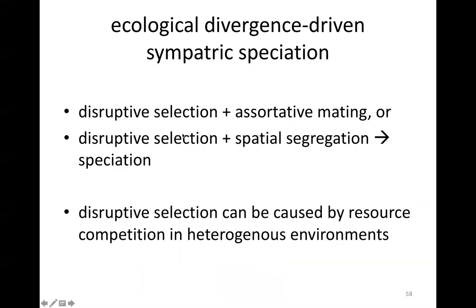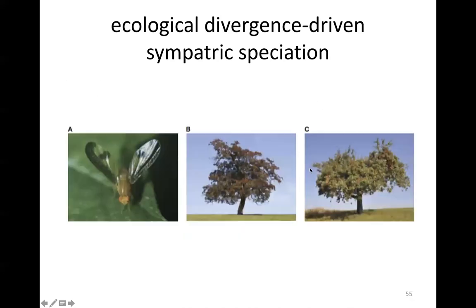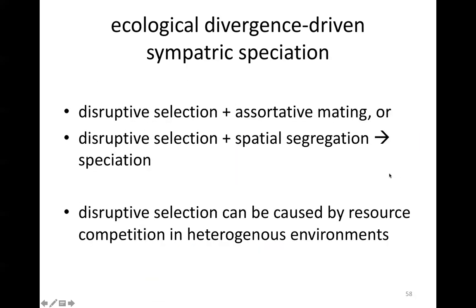Okay, so this kind of ecological heterogeneity can lead to disruptive selection and then assortative mating. You can also have disruptive selection plus spatial segregation, even without assortative mating. Flies living on hawthorn trees and apple trees might not have the chance to meet each other and mate with each other efficiently as much as if they were using the same tree. And the end result would be, in any case, speciation.